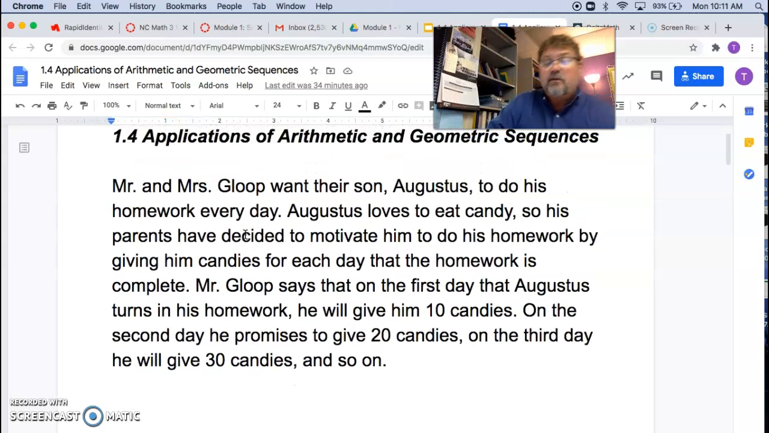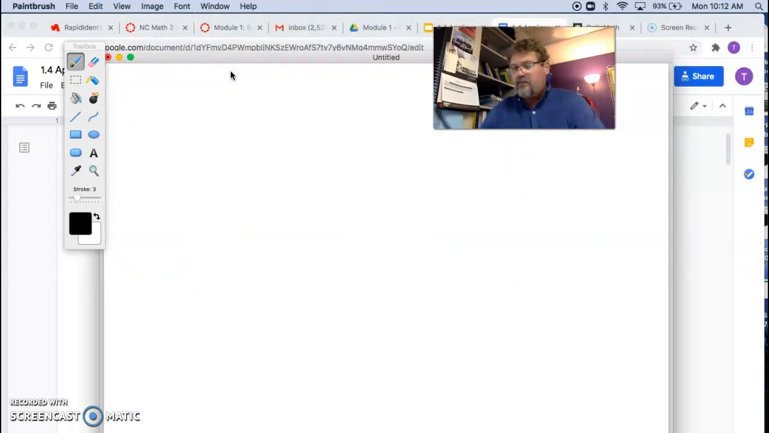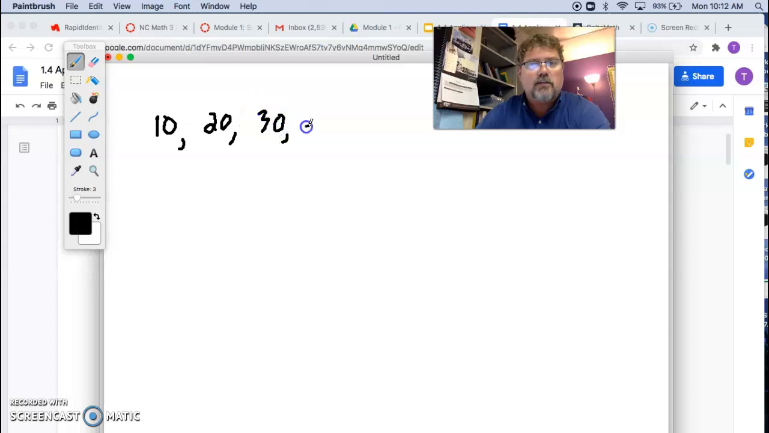We haven't been asked a question, but we do see a sequence living in here. So what I want you to think of as you read this, the language being used here is first day 10 candies, second day 20, third day 30. This is setting us up for a sequence. And when we think of it that way, it sort of already organizes our thoughts a little bit, where it's not just all that text blurring, right? So we're going to say, okay, the first day was 10, the second day was 20, the third day was 30, and so on, it says.